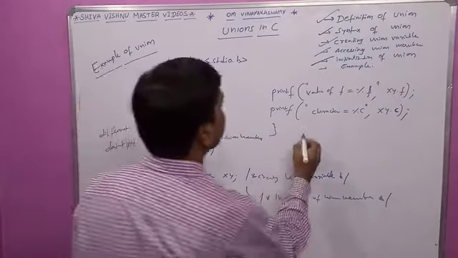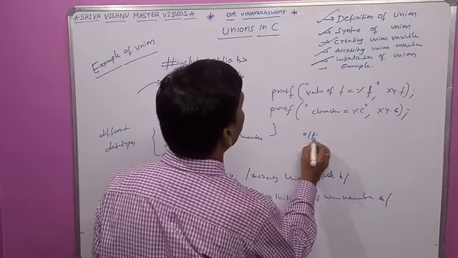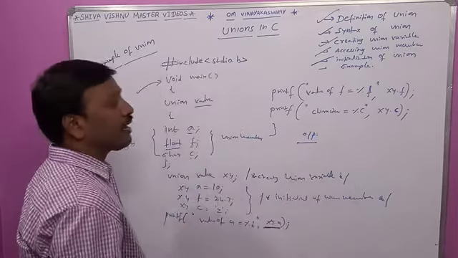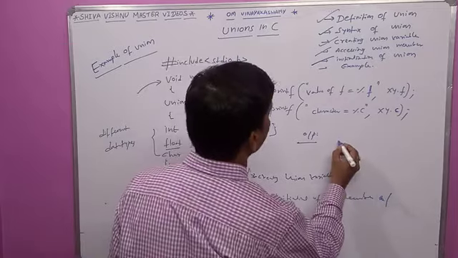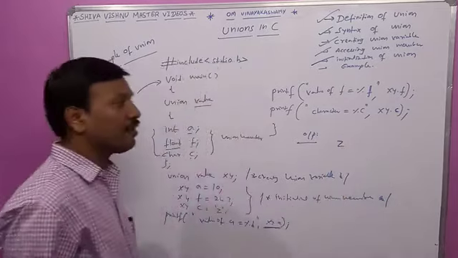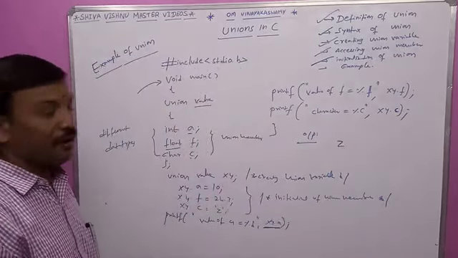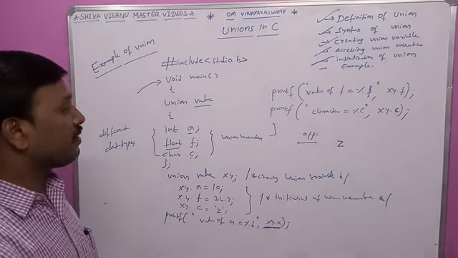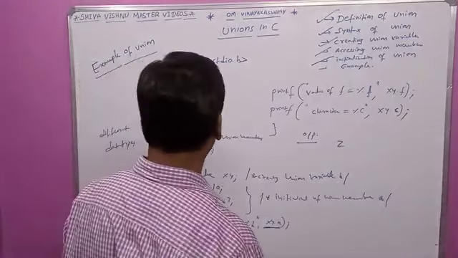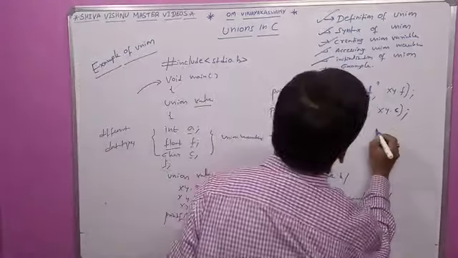Now you can see the output. The output here: we will get the answer z. Why? Because here you can see the memory location.